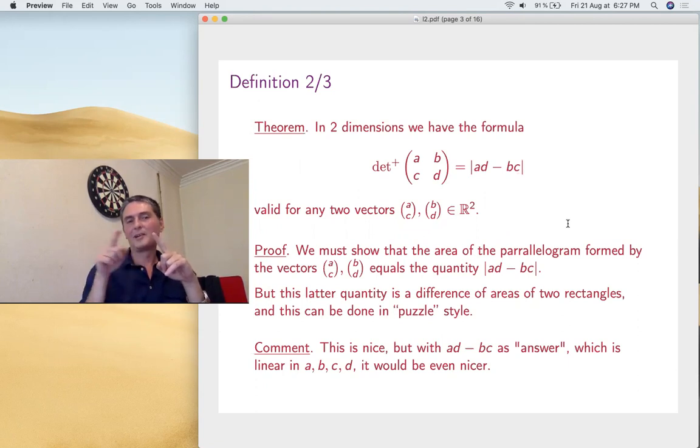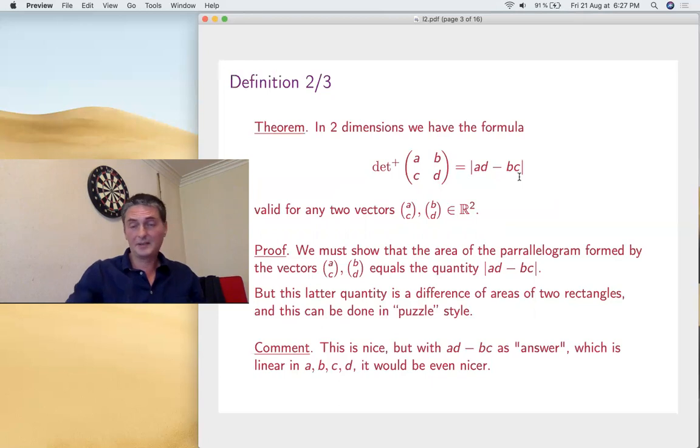You have to show that the area of the parallelogram is AD minus BC. But AD is the area of a rectangle: you put A here, D here. The same for BC: you put B here, C here. So finally, we have to show that the area of a parallelogram is a difference of 2 rectangles. I'll leave this as an exercise. You can solve it in puzzle style: cut the parallelogram somehow like this and rearrange things as a puzzle, and you get the difference of the 2 rectangles.